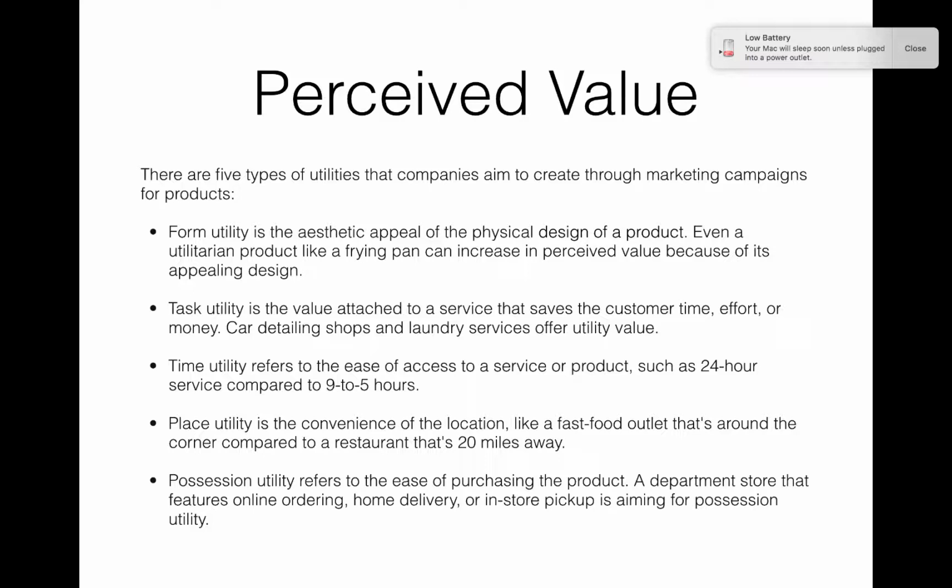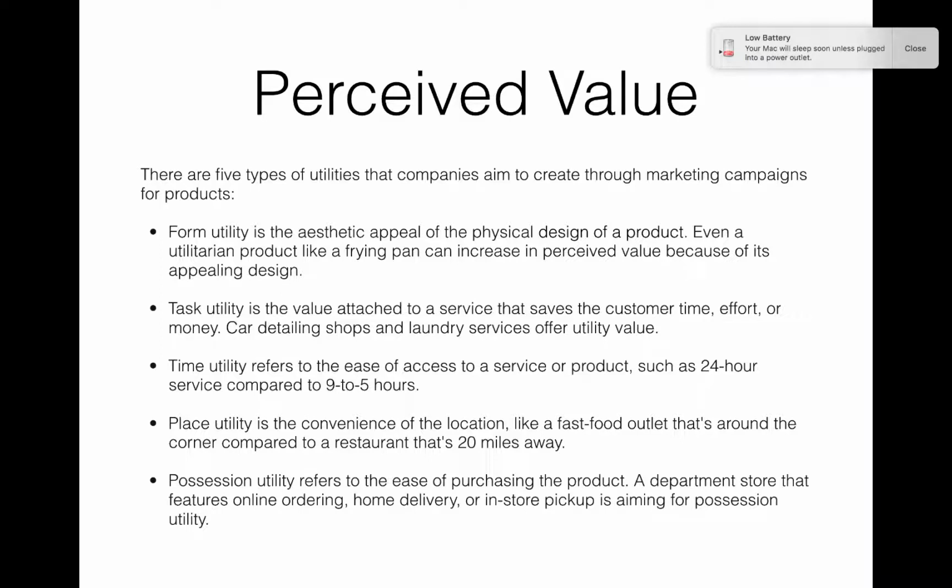Possession utility refers to the ease of purchasing the product. So a department store that features online ordering, home delivery, or in-store pickup. So possession utility and increasing the perceived value through possession utility, things like Walmart grocery pickup, are really, really helpful. The ease of purchasing things on Amazon. When I was teaching this particular lecture in one of my classes, a student said that he picks Domino's over Pizza Hut just because their website is easier to order from for delivery.